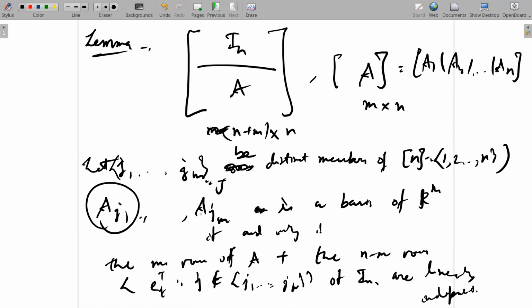In other words, I could replace this by saying these columns are linearly independent if and only if, I'm translating it into a statement about rows of this big matrix, the m rows of A, you are including these things, plus the n minus m rows of this matrix I_n, which are given by all those indices not contained in this J. So if these n rows are linearly independent, then these m columns are linearly independent. The numbers are different: here you have m columns, here you have n rows. So let's try to prove this lemma.